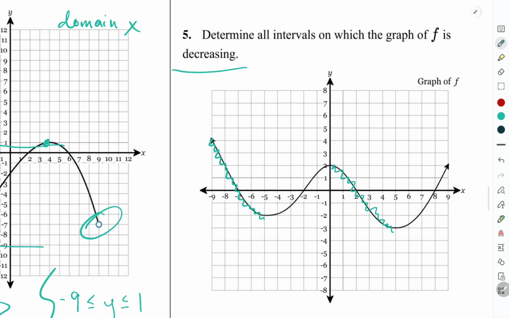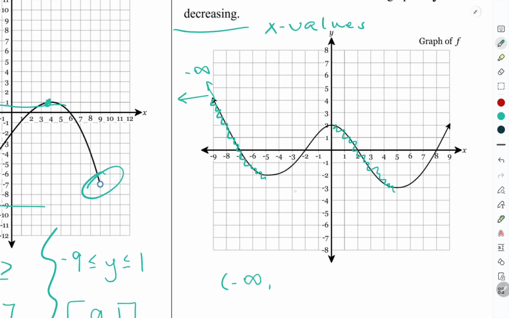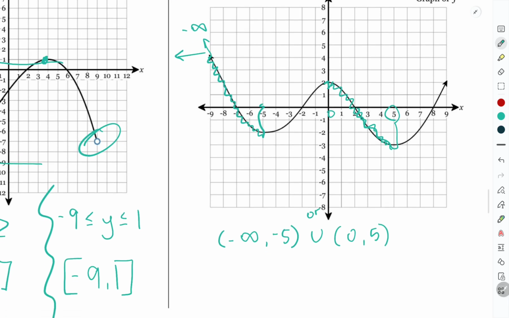Tricky thing. We only care about x values, remember? So even though this arrow is going up, it is going to the left, and that makes it negative infinity. So I would say negative infinity all the way to negative 5. Or, that's the or symbol. Again, it's at 2, but that's not the x value. X value here is 0 to positive 5. And that's how I would say where it's decreasing on this graph.